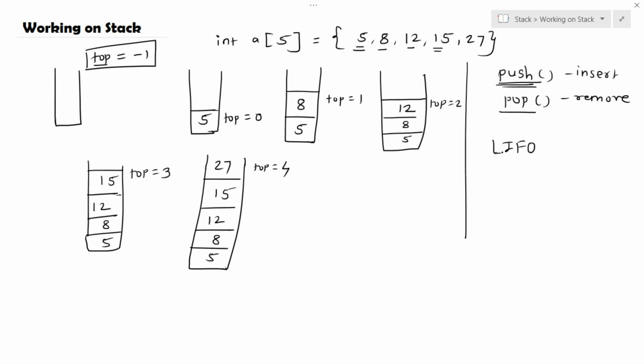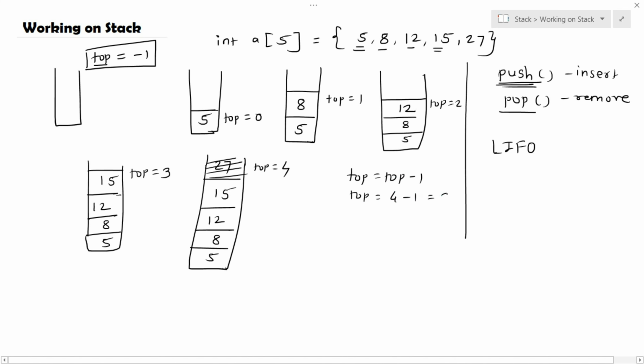So if I want to remove an element from the stack, top is equal to 4 and top is pointing to 27. So we remove the element 27 first. Then the top is decremented by 1. That means top is equal to top minus 1. So the value of top is 4, 4 minus 1, and that is equal to 3. So now top is pointing to 3. Okay, now we have top equal to 3, the topmost element is 15.